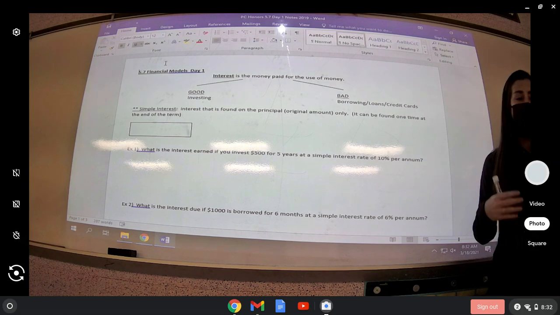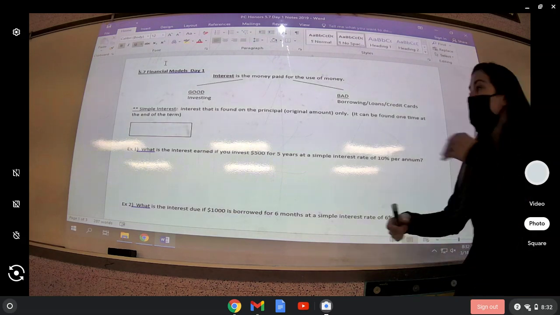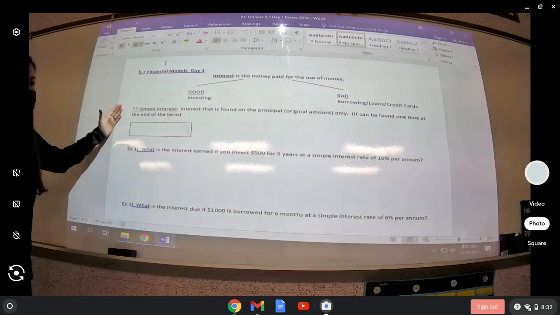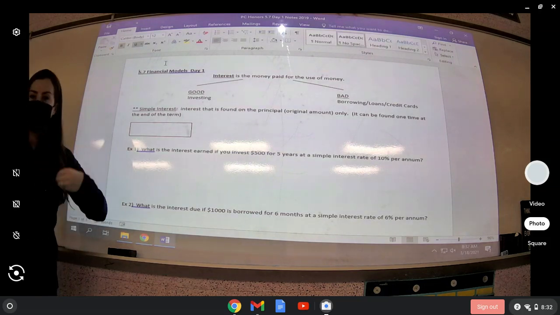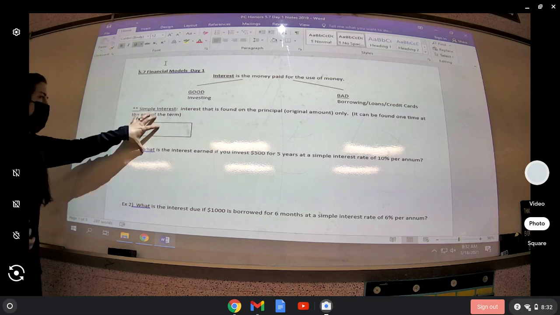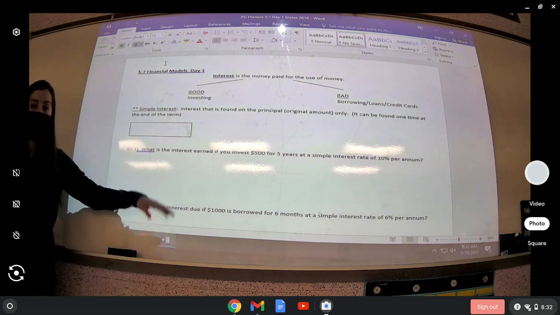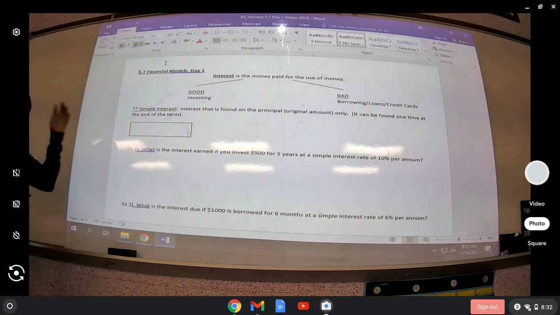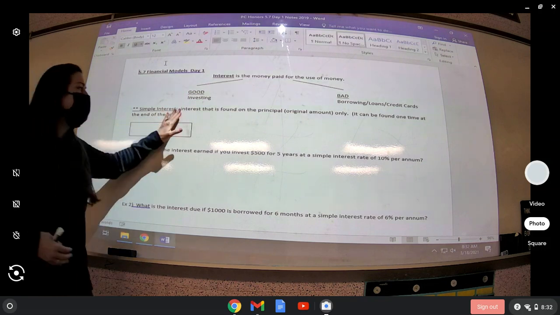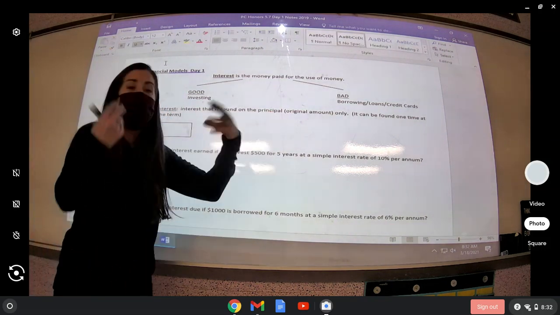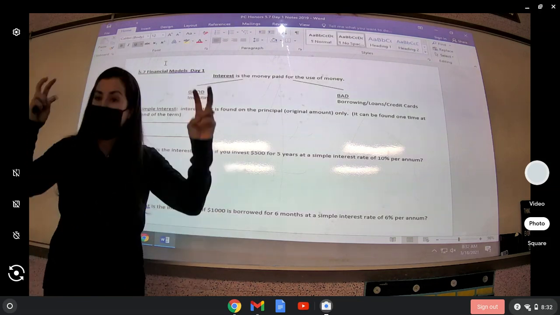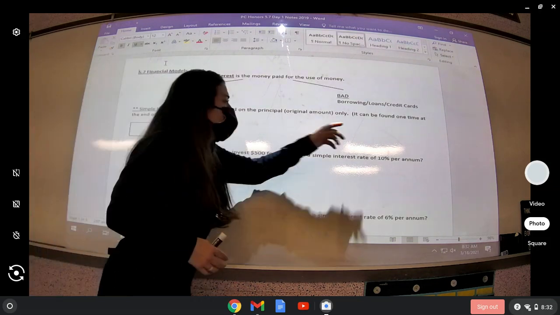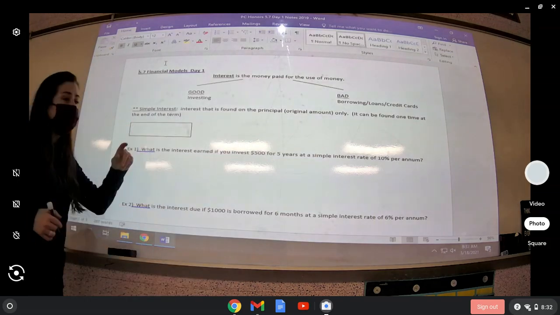So there's 2 types of interest that we're going to calculate today. Number one is simple interest. And I can't even think about really where simple interest is used anymore, but it's simple interest that creates the compound interest. So we at least start here. So simple interest is interest that is found on the principal, which is the original amount. So you throw $100 into a savings account, $100 is your principal, okay? It can be found one time at the end of the term.